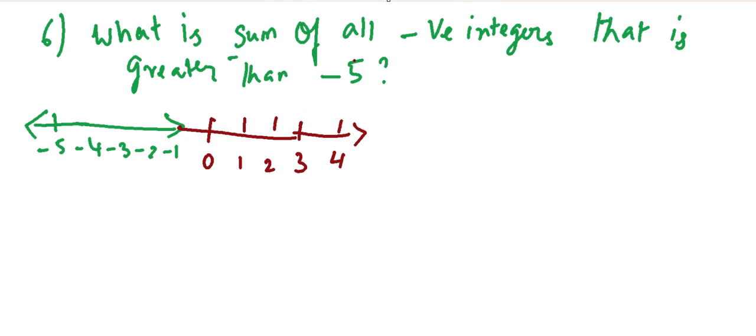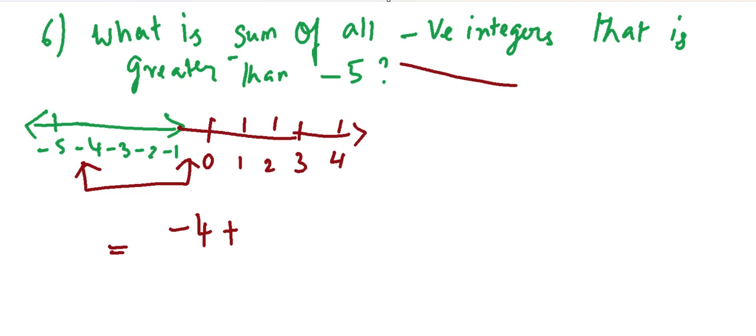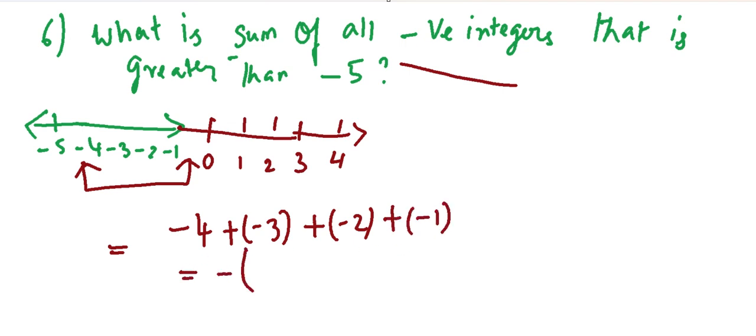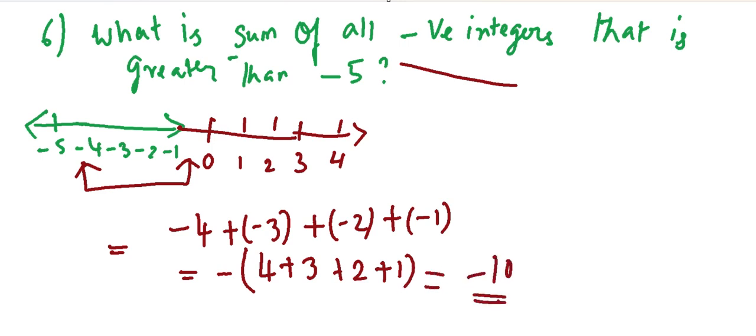So now in the question they are asking what is the sum of all the negative integers. So when I say negative integers, the values are going to be minus 4 to minus 1 only. Okay, greater than minus 5, that's the question. What is the sum of negative integers that are greater than minus 5? So what are the values? Minus 4 plus minus 3 plus minus 2 plus minus 1. We'll take minus outside. So you get 4 plus 3 plus 2 plus 1. The answer will be minus 10.